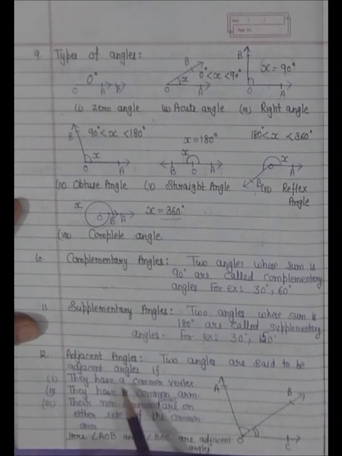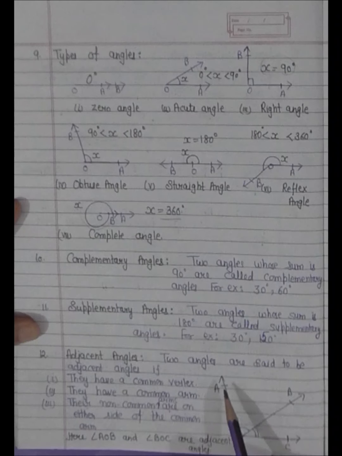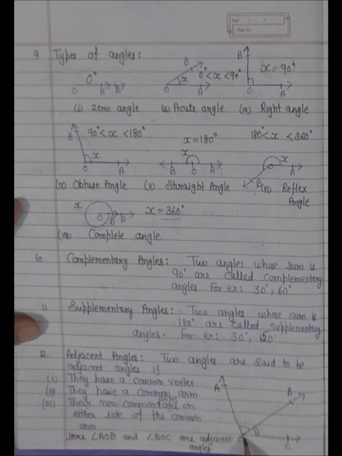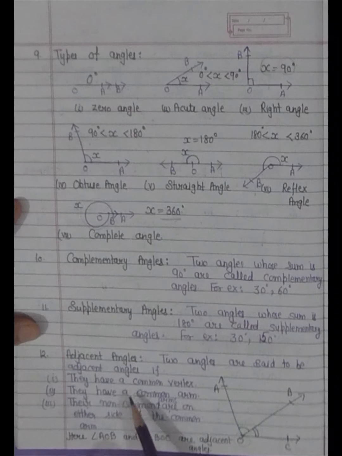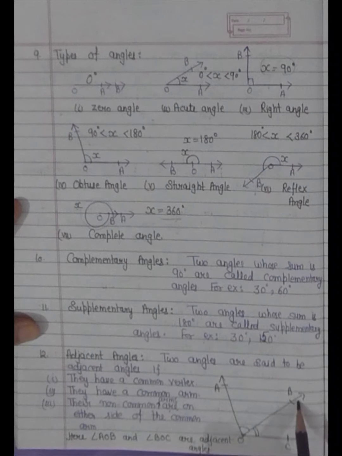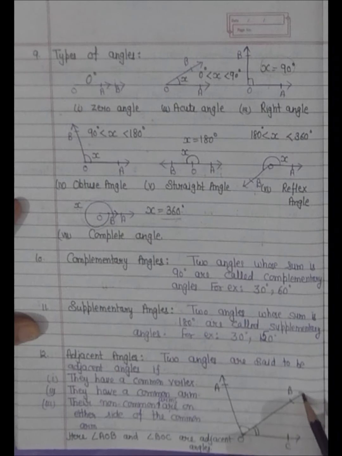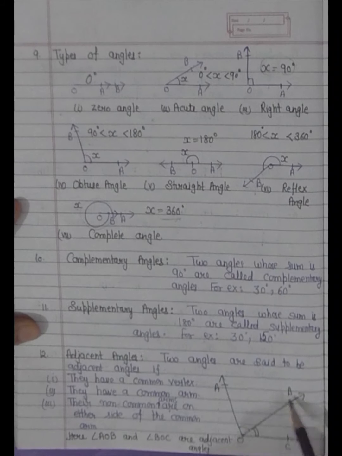First, they have a common vertex. See here, in angle AOB and in angle BOC, O is common. It means both have the common vertex. Second, they have a common arm. Angle AOB and angle BOC both have one common arm, that is OB.